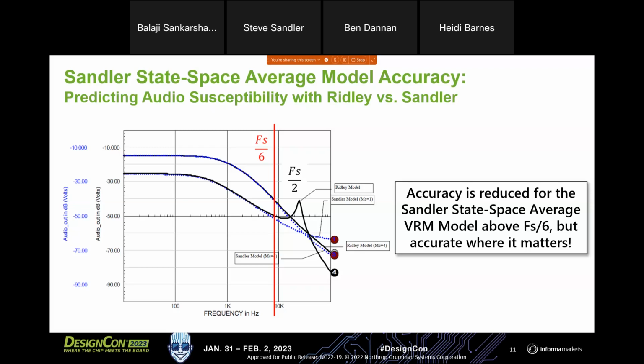In this simulation, I wanted to do a comparison to the Ridley model. Ridley did his PhD thesis in 1990, so it was about 5 years after I wrote this model. But I went back and I used the example from his thesis to see how well the model lined up. And you can see that up to about a sixth of the switching frequency, the Sandler state space average model tracks the Ridley thesis very, very well.